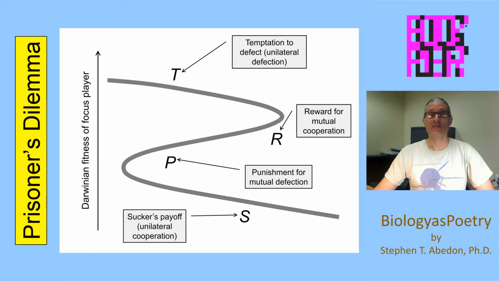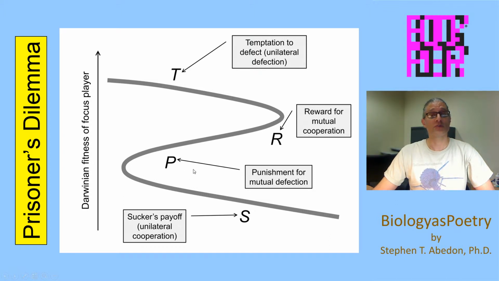Shown here is a fanciful depiction of a prisoner's dilemma. The Darwinian fitness of our focus player is shown going up on the left. The highest fitness is associated with unilateral defection, when an individual defects where the opponent individual instead cooperates. The reward for mutual cooperation comes next, where two individuals cooperate together.